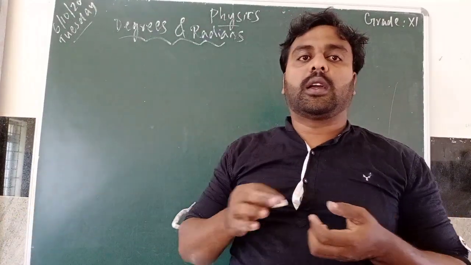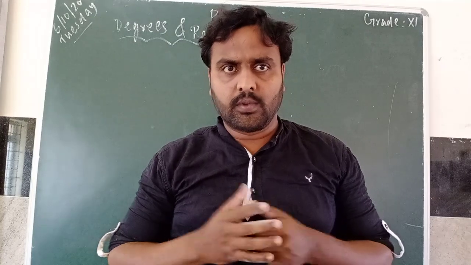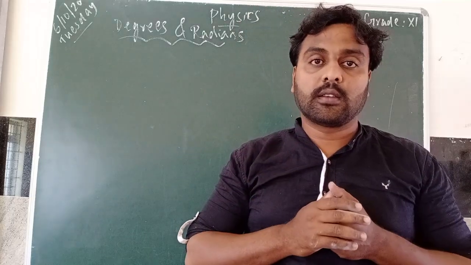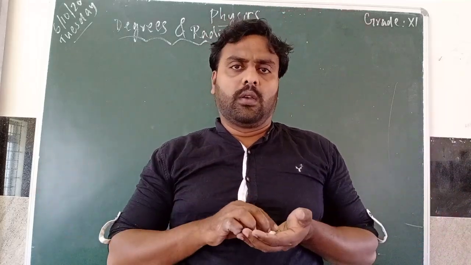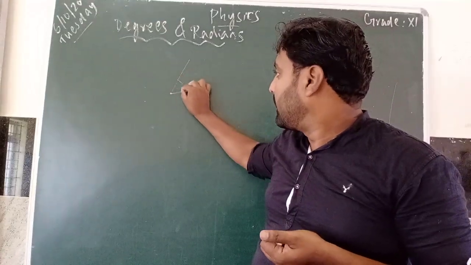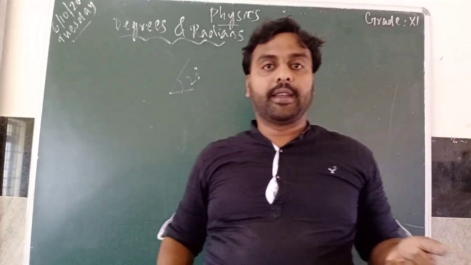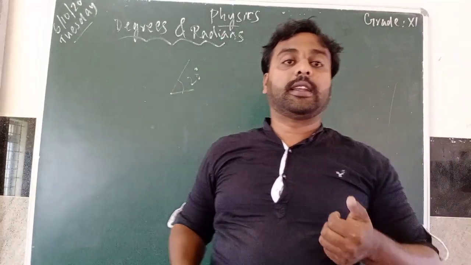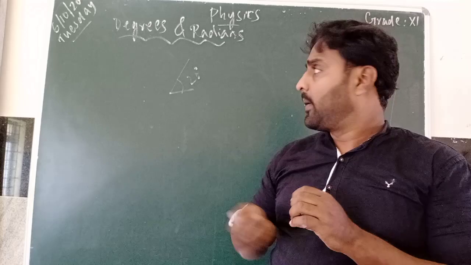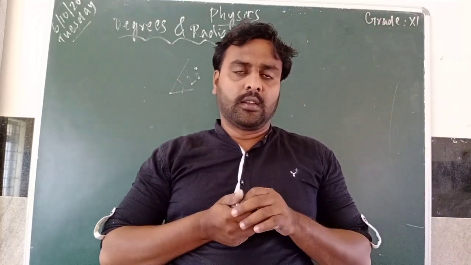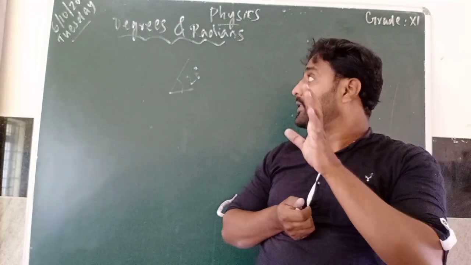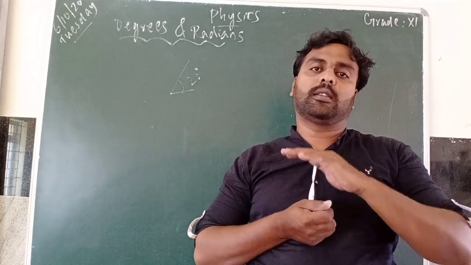From our earlier grades, we have been using the term degrees. What is the use of degrees? Where do we use the term degrees? We all know that we mostly use it to measure the size of an angle. So, an angle of 20 degrees, 25 degrees, 180 degrees, 360 degrees. For measuring the size of an angle, we use degrees. The same way, radians are also mostly used to measure this angle.